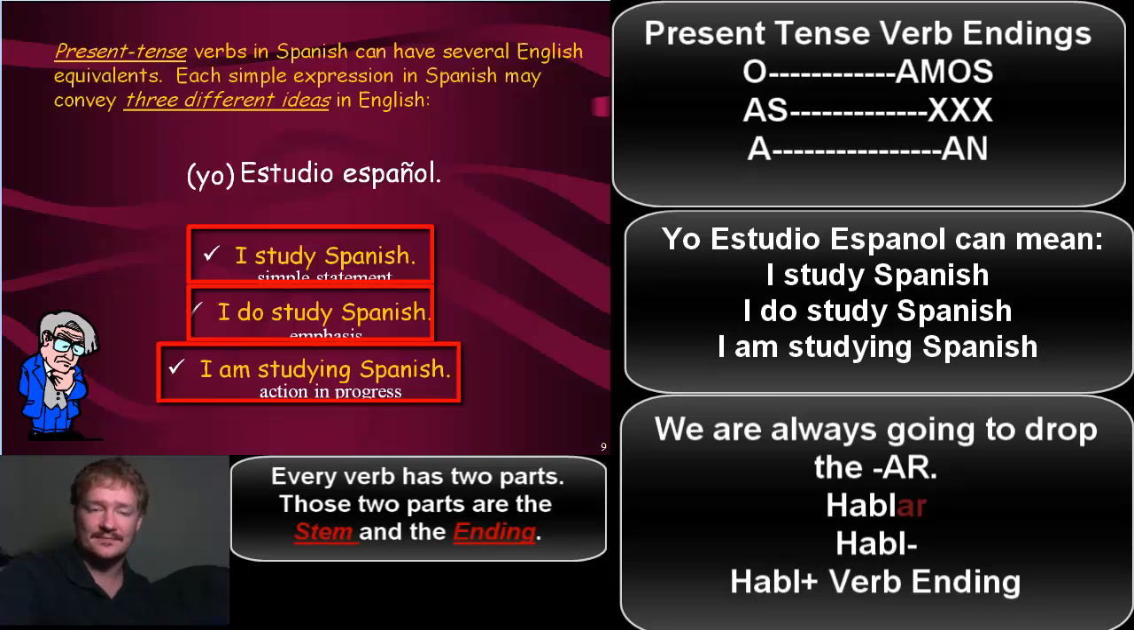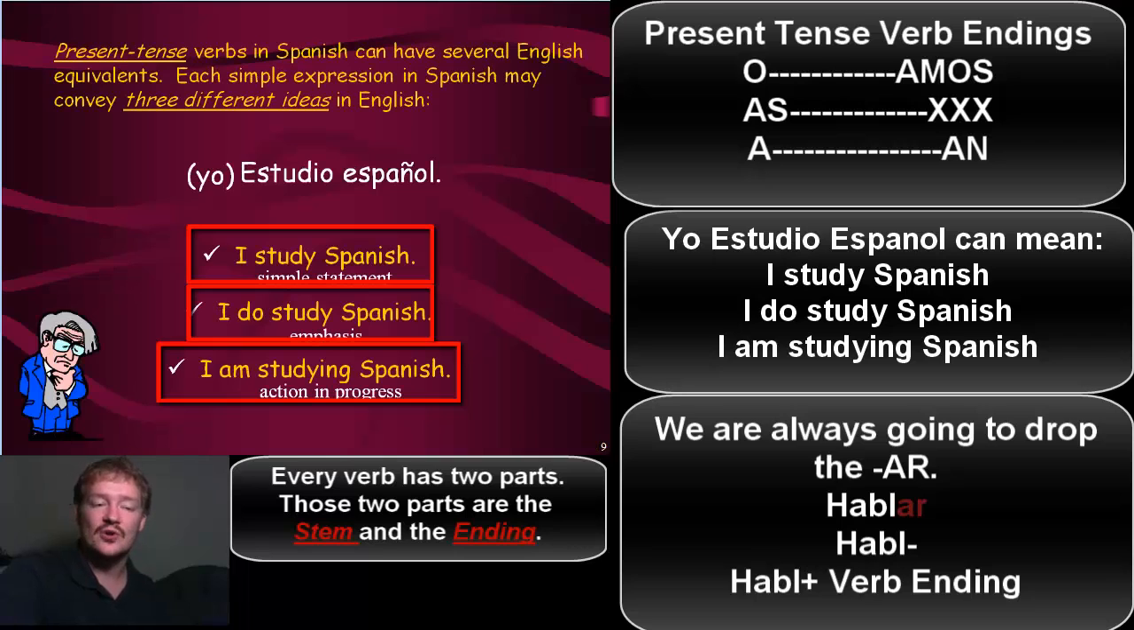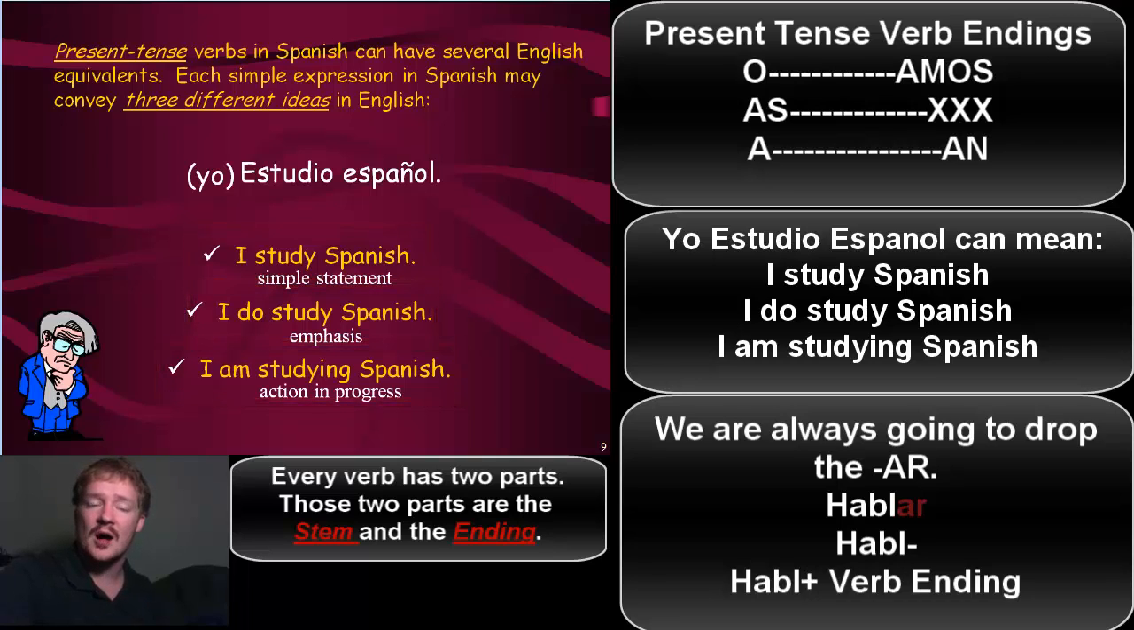So once again, it could be a simple statement, it could be an emphasis, or it could be an action in progress. But we'll go back to that just so you have a few more seconds to see these. So once again, whenever you want to say I am studying, I do study, or I study, remember it's only going to be with the present tense. Yo estudio. Just like yo hablo could be I talk, I do talk, and I am talking. Alright, let's go ahead and move on to our next slide.